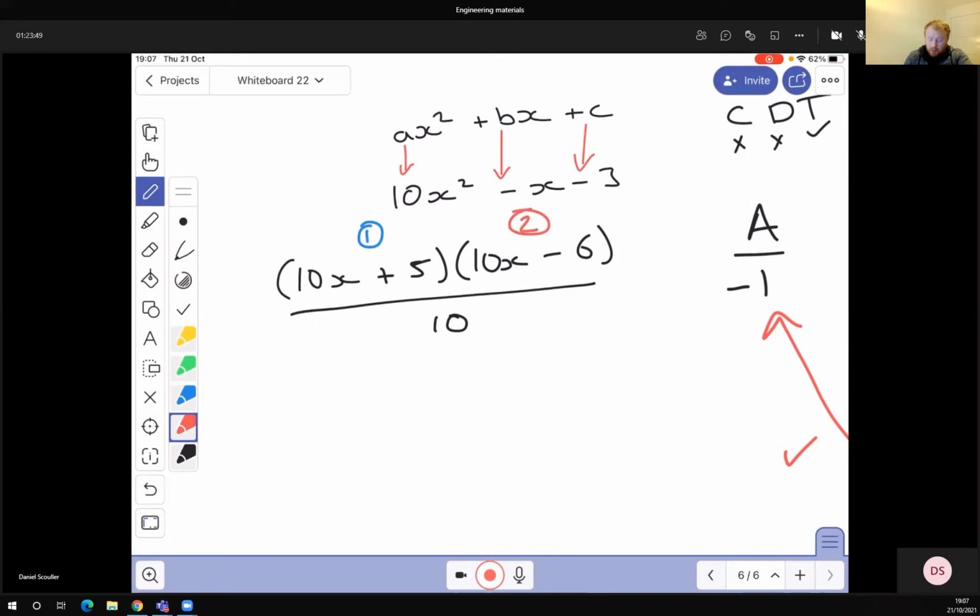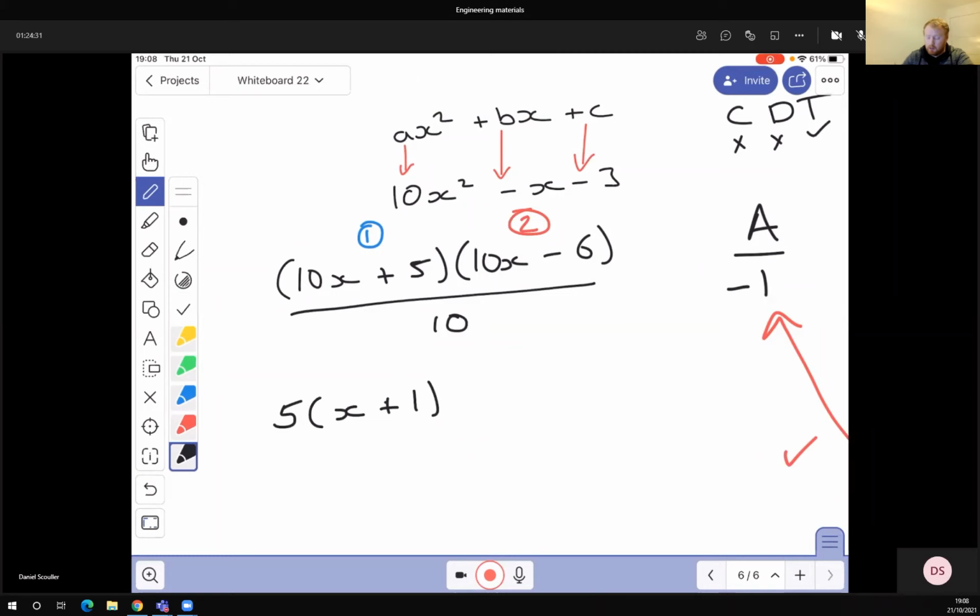So bracket 1 is 10x plus 5. Can we take out a common factor? Is there a common factor between 10 and 5? Yeah. The number 5 multiplies by 1 to get 5, and it multiplies by 2 to make 10. So we can take out 5 as a common factor.